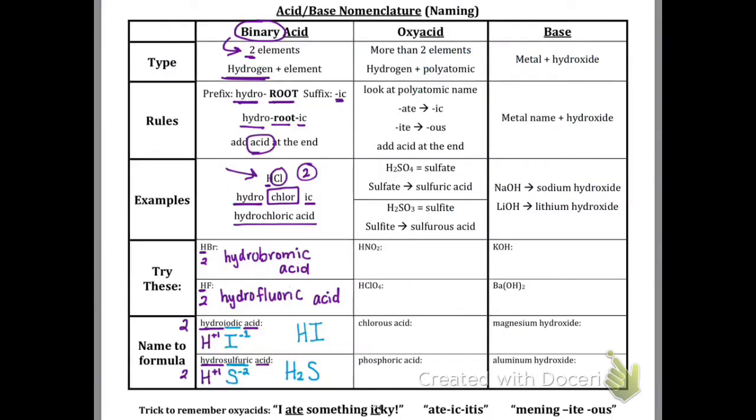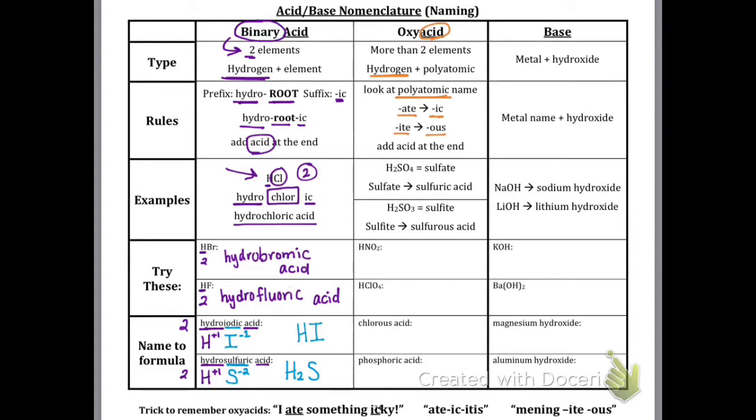Okay, let's move on to an oxy acid. An oxy acid is when you have an acid, but it is more than 2 elements. So it's an acid, so it starts with a hydrogen, but when you have more than 2 elements, you have to look at the polyatomic. If the polyatomic originally ends in ate, you're going to change it to ic. If it originally ends in ite, you're going to change it to us. So let's go through some examples.